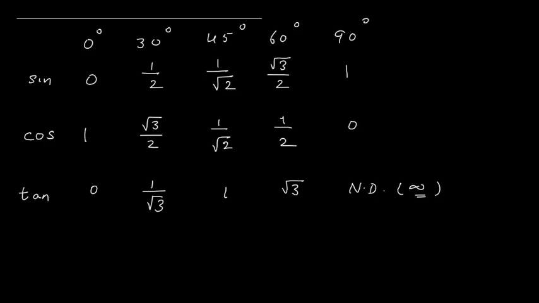Now cot is reciprocal of tan. So reciprocal of 0 is not defined. Reciprocal of 1 upon root 3 is root 3. For 1 it is 1 and for root 3 it is 1 upon root 3 and for not defined, the reciprocal is 0. Cot theta is reciprocal of tan theta, or you can say that it is cos theta upon sin theta. Similarly, sec theta is reciprocal of cos theta and cosec theta is reciprocal of sin theta.